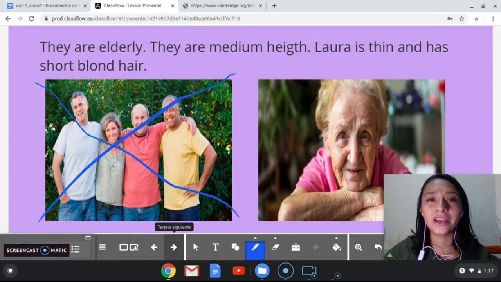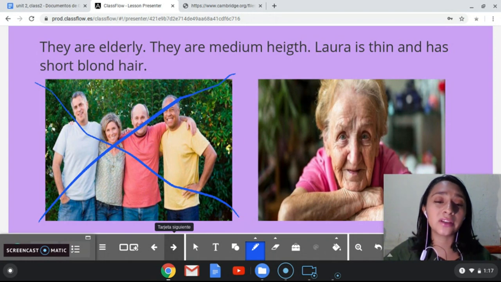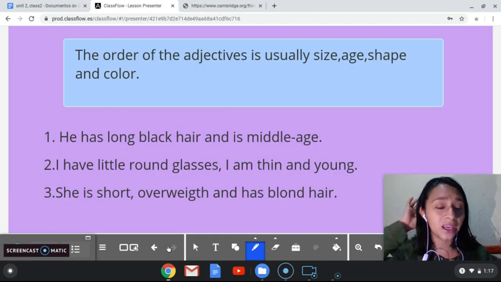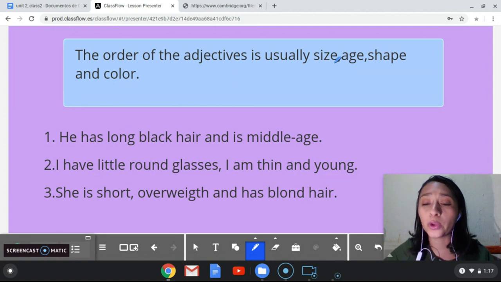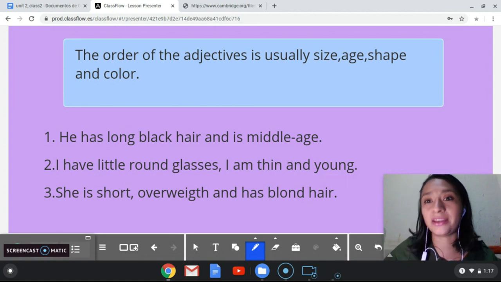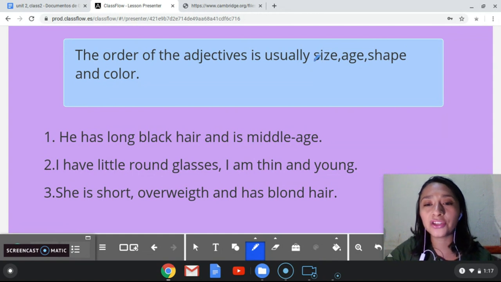So we will continue with the next exercise, and it's just a tip for you to consider before you talk about someone else's appearance. It says the order of the adjectives is usually size, age, shape, and color. So it's very important for you to take this into consideration, okay? So then when you talk with someone else, you do it correctly, right? So first we will mention the size, then the age, then the shape, and after that the color.